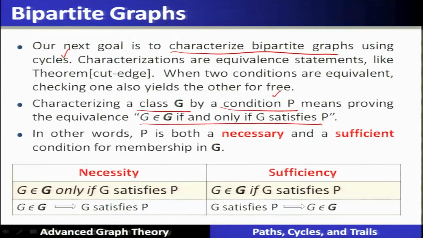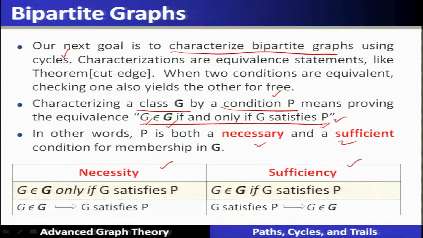So if we want to prove an equivalence condition, we have to state it like this: G is in a class of graphs if and only if G satisfies a condition P. So if, let us say, a particular graph is a bipartite graph, then it has to satisfy that it should not have an odd cycle. P is an odd cycle, that we have to see and prove. In other words, this condition P is both a necessary and sufficient condition for the membership of a graph in the class, that we have to establish.